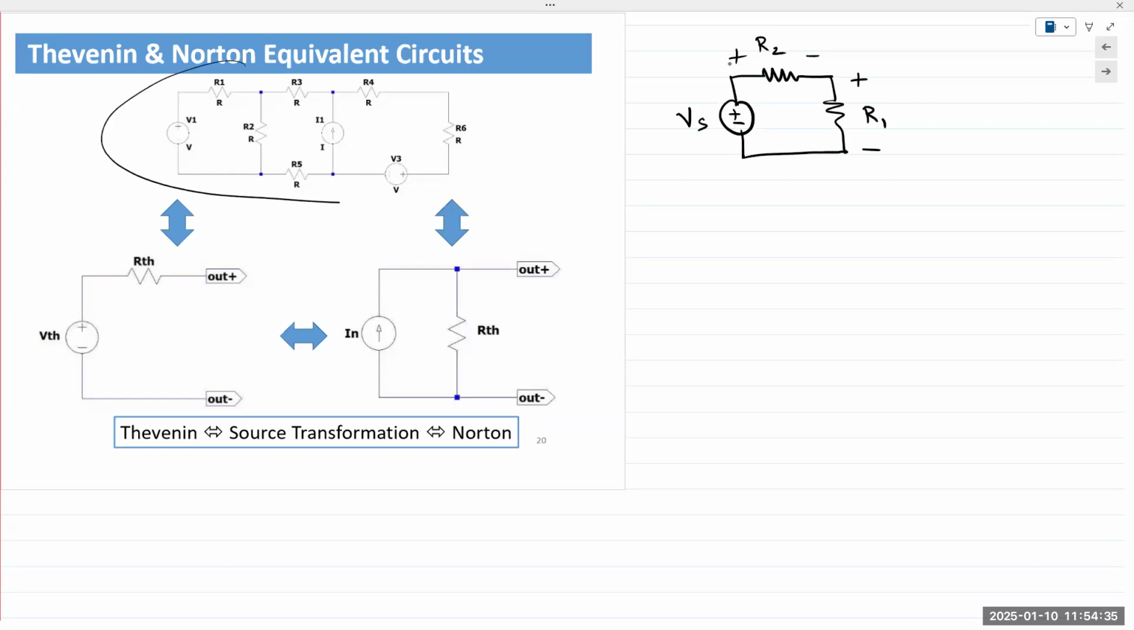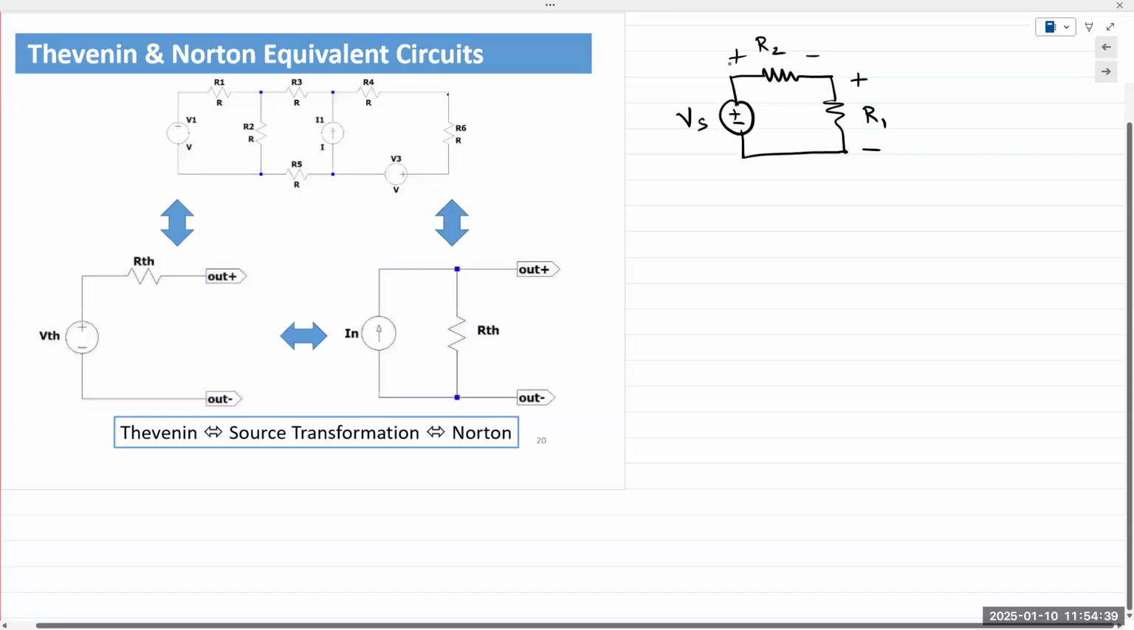So you have this large circuit right here, and you want to find out the voltage across R6.